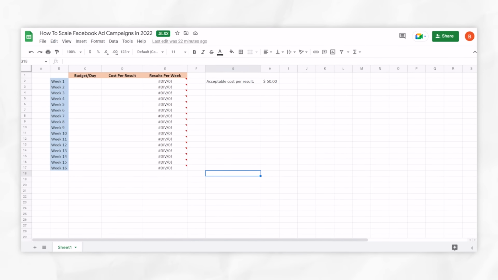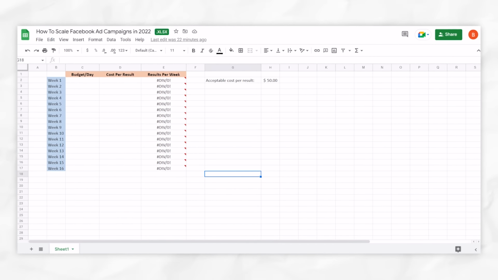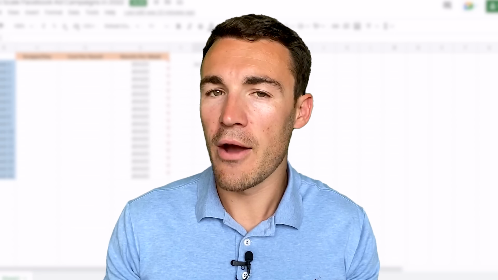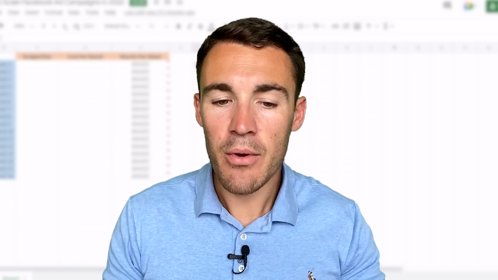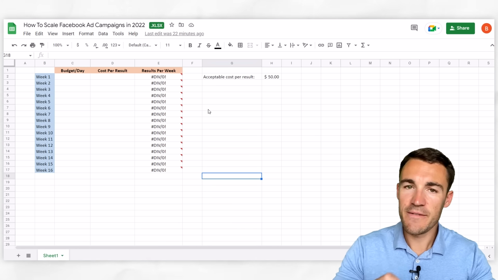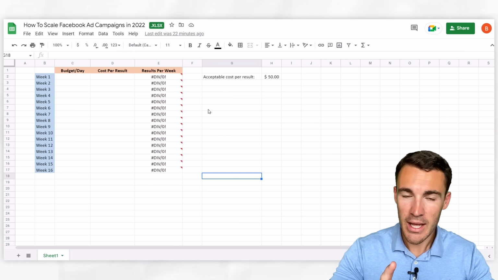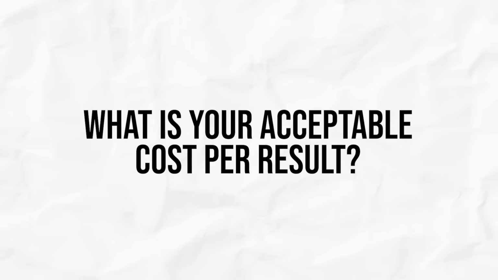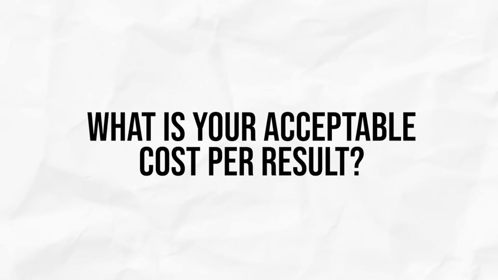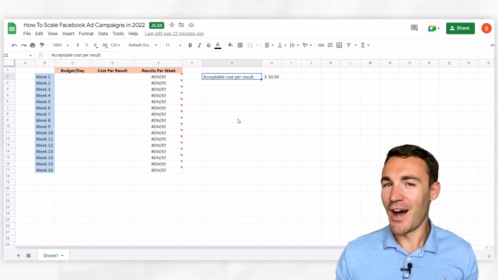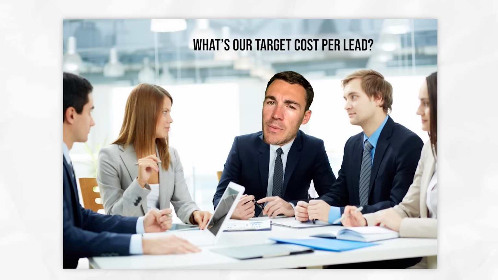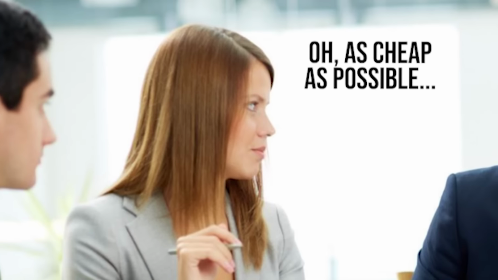So let's head on over to an Excel document, and I'm going to walk you through an example here of the sort of thing we would typically see. Now, before we get into this data, the very first thing that you need to establish is what is your acceptable cost per result. I'm not talking about your ideal cost per result. I often talk to business owners and say, what are we looking for here? What's our target cost per lead? And they'll say, oh, as cheap as possible. And okay, great.